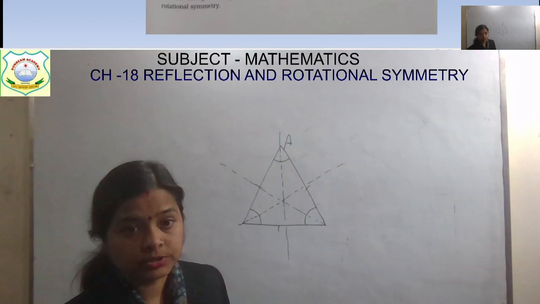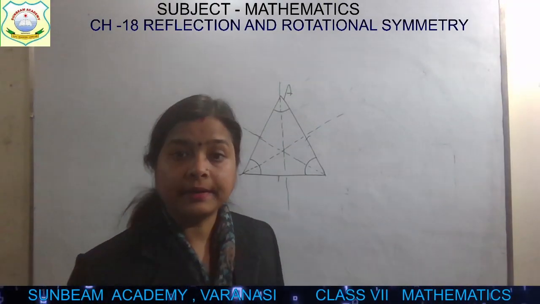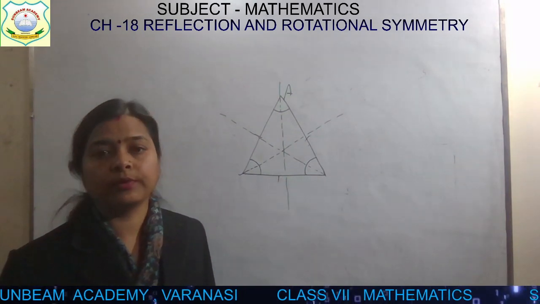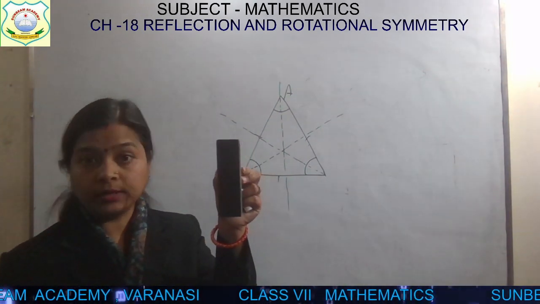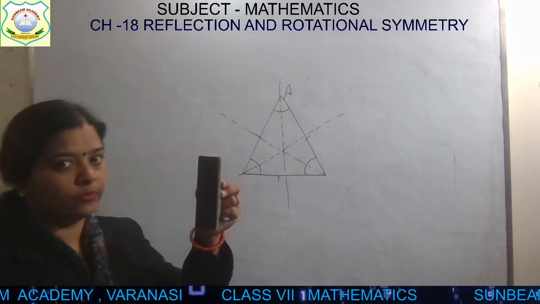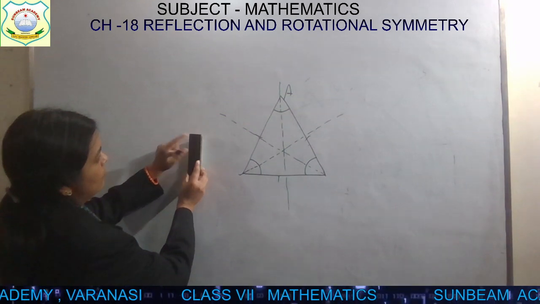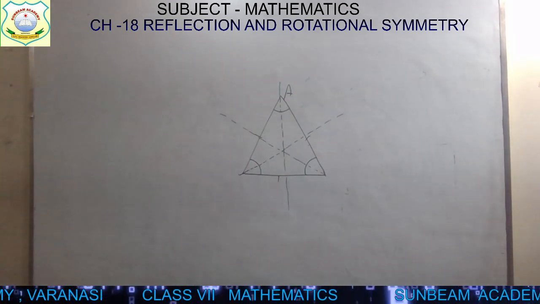Then question number 2, children, through what different angle should a rectangle be rotated to be in symmetrical position with the original position. आप rectangle को कैसे rotate करेंगे, through which angle you will rotate so that you will get the same figure. Rectangle का example मैंने आपको duster से बताया था. If you will rotate it, ठीक है, ये है आपका exactly, आपको यही shape चाहिए, rotate करना है, तो ये है आपका one is original position.